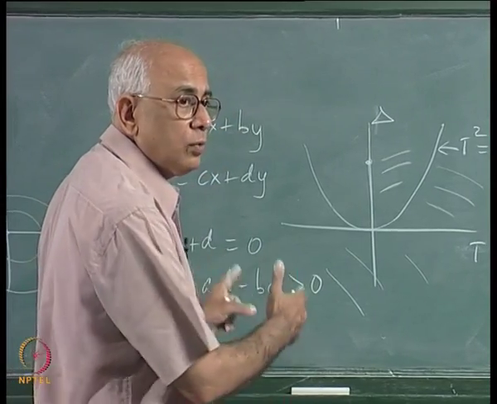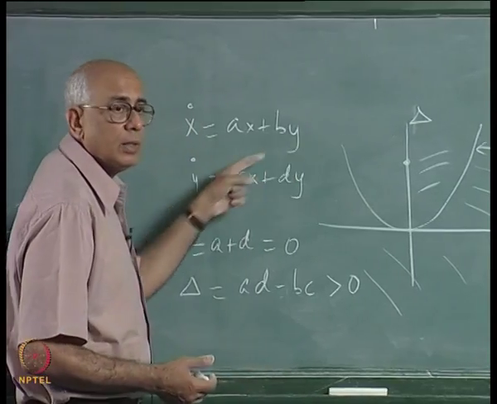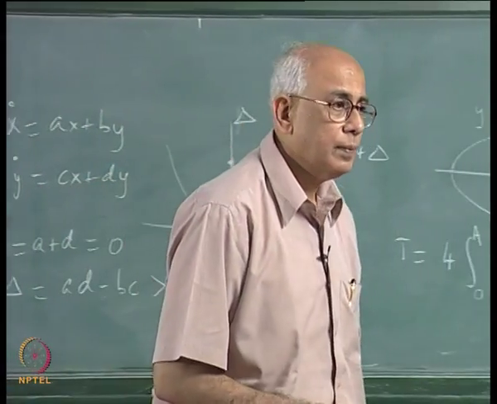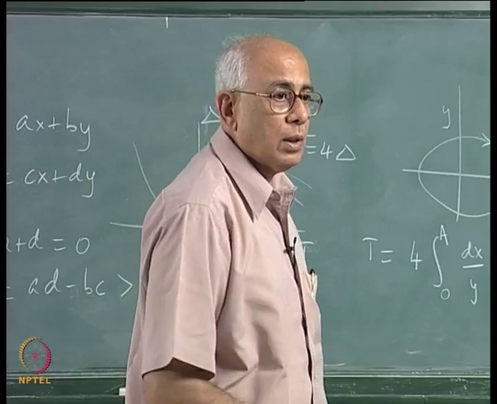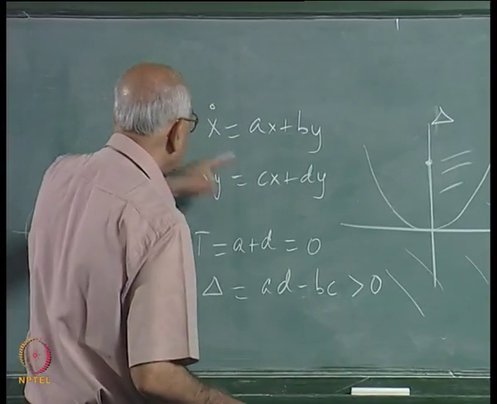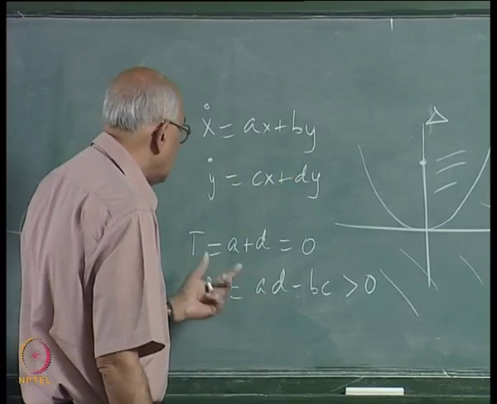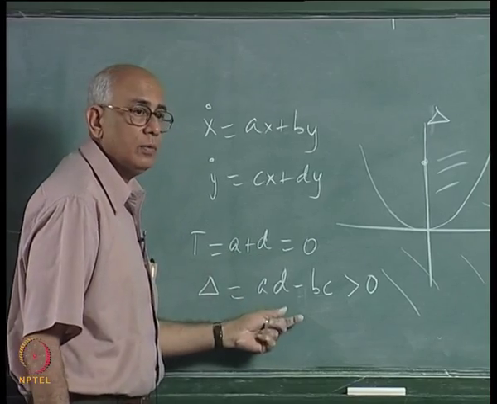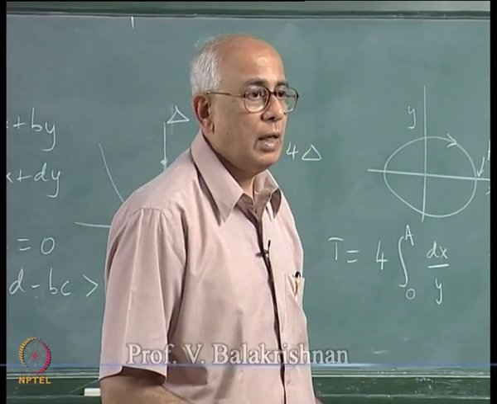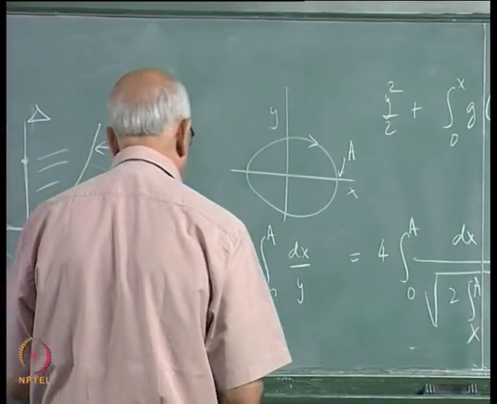You can easily integrate this to find out what the phase trajectories are, because you can eliminate one of these variables to write a second order equation in either x or y, and they are linear equations, and you can integrate these equations and directly find out what the constant of motion is in this case. That is not hard to do because dy over dx is cx plus dy divided by ax plus by, and you can in fact integrate the system out in the case when T is 0 and delta is positive. And you discover, applying the usual rule for conic sections, that you indeed have ellipses, which is what you expect. Okay.